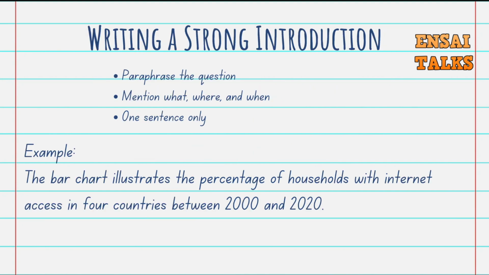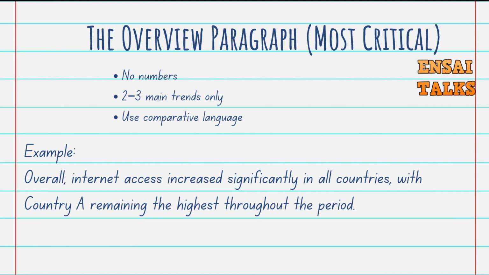Let's take an example. The bar chart illustrates the percentage of households with internet access in 4 countries between 2000 and 2020. Never copy the task wording exactly. Paraphrasing shows vocabulary range and control. The overview paragraph: Overall, internet access increased significantly in all countries, with country A remaining the highest throughout the period.